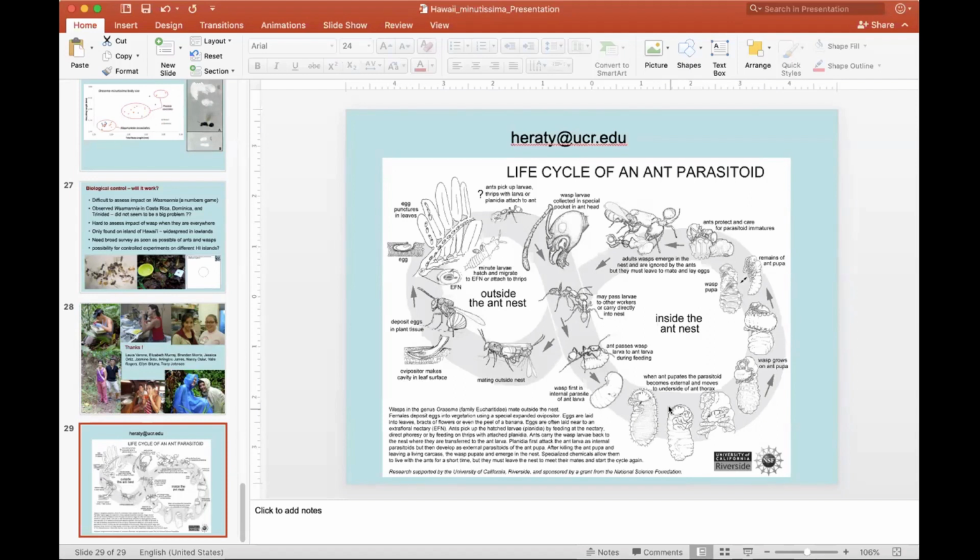Yeah, sure. You're welcome. I'm here on Kauai. Kauai has also recently detected little fire ant in one location. So yes, there is scope.